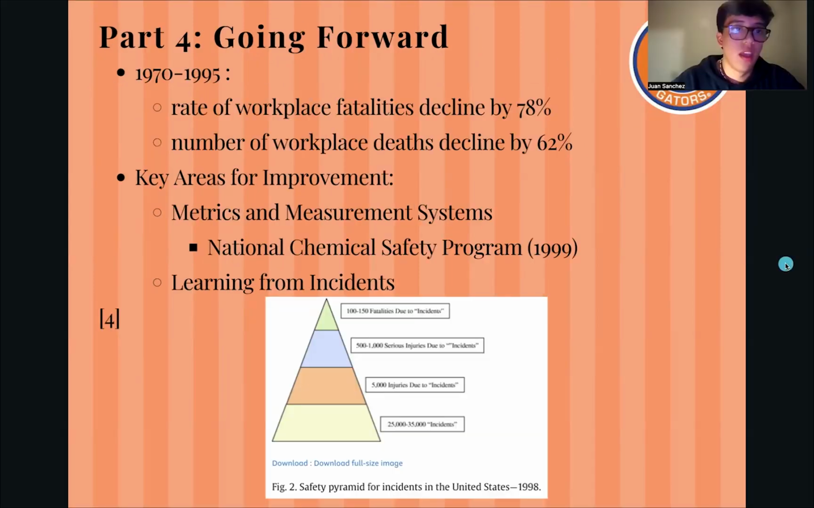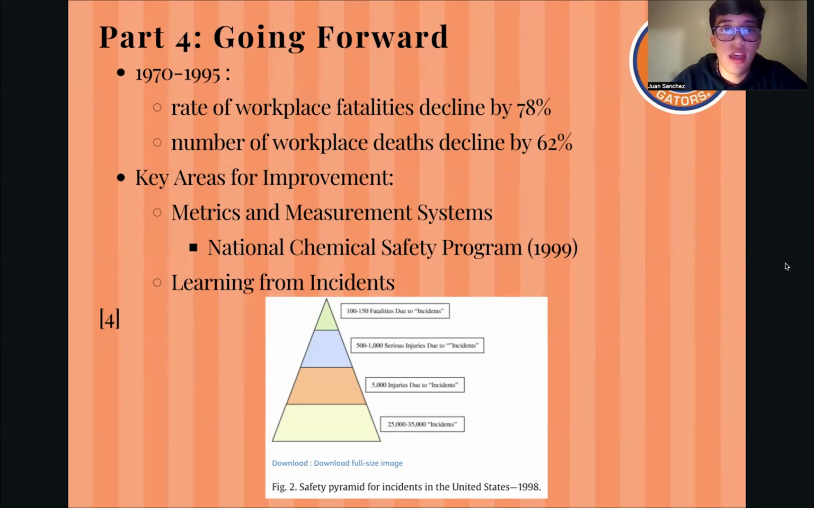In conclusion, progress has been made towards chemical process safety. There has been a measurable decrease in fatalities and other workplace injuries. For instance, the rate of workers' fatalities has declined by 78% and the number of workplace deaths by 62% from 1970 to 1995. However, there are a few key areas for improvement.